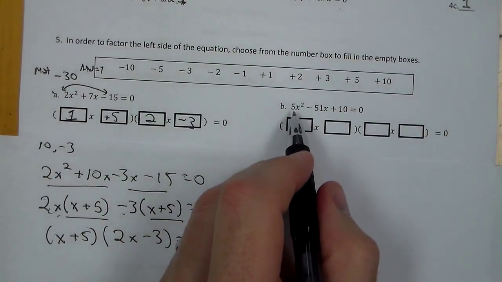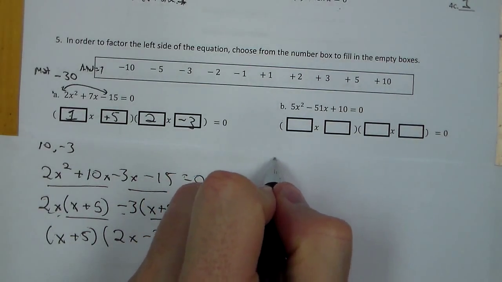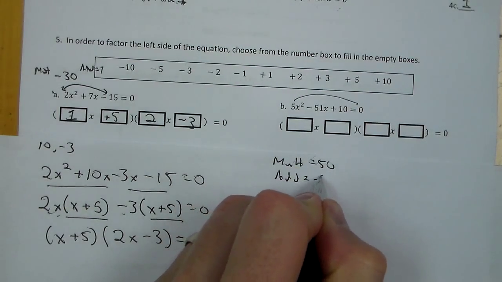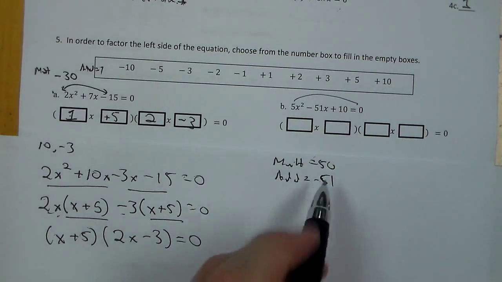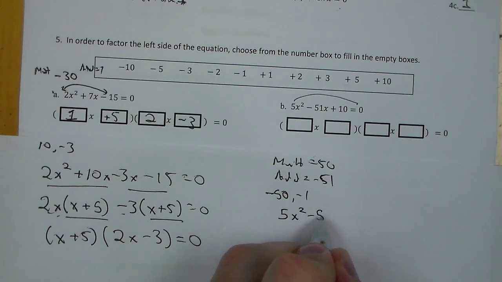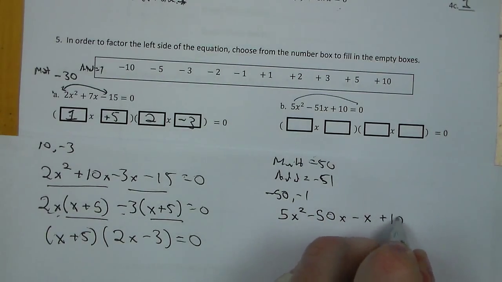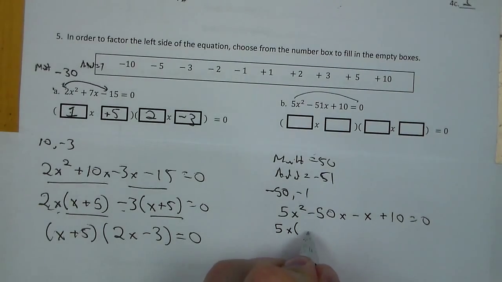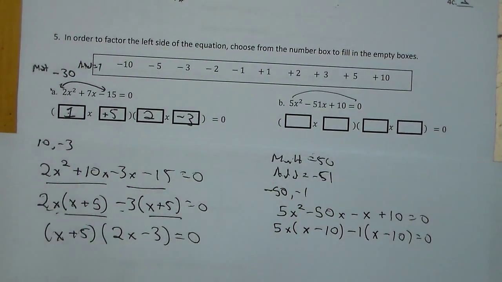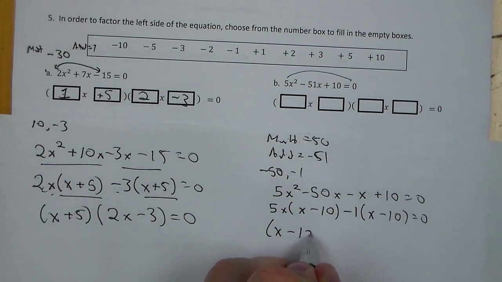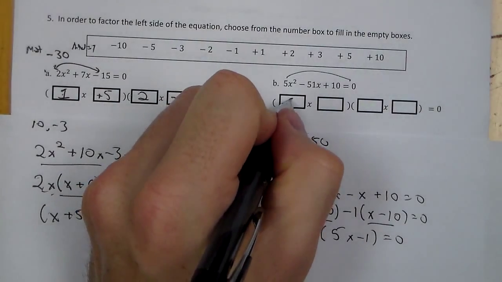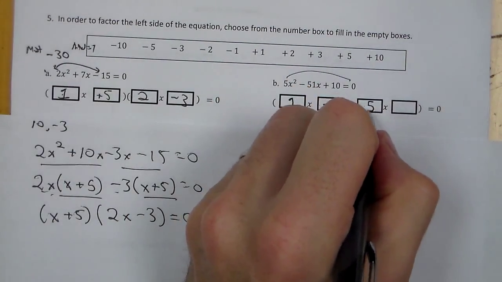For b, I have 5x squared minus 51x plus 10. I'm looking to multiply to 50 and add to -51. Looking at that, since it's bigger, it looks like I'm going to do -50 and -1. So we'll go 5x squared minus 50x minus x plus 10. So we're going to take out a 5x in the first two, and I'm left with x minus 10. If I take out a -1 in the next two, I'm left with x minus 10. They match. So we take x minus 10 out. We're left with 5x minus 1. So we'd write up here 1x minus 10 and 5x minus 1.